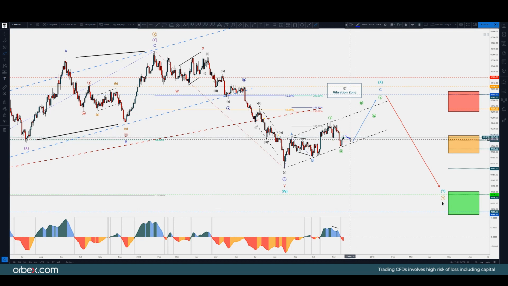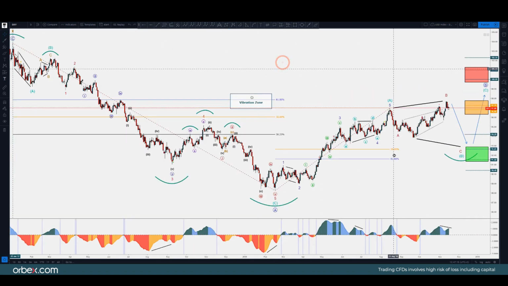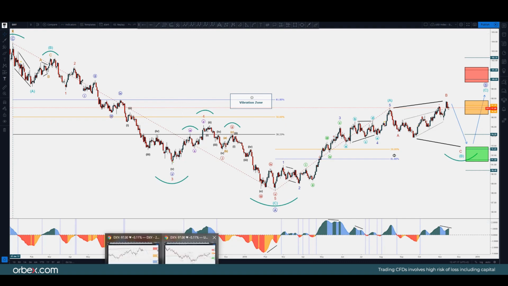Well, what I would like to see is a correction right here, and for that we're gonna zoom into the 2-hour chart later on, okay? So actually, let's start with the dollar index on the 2-hour time frame.